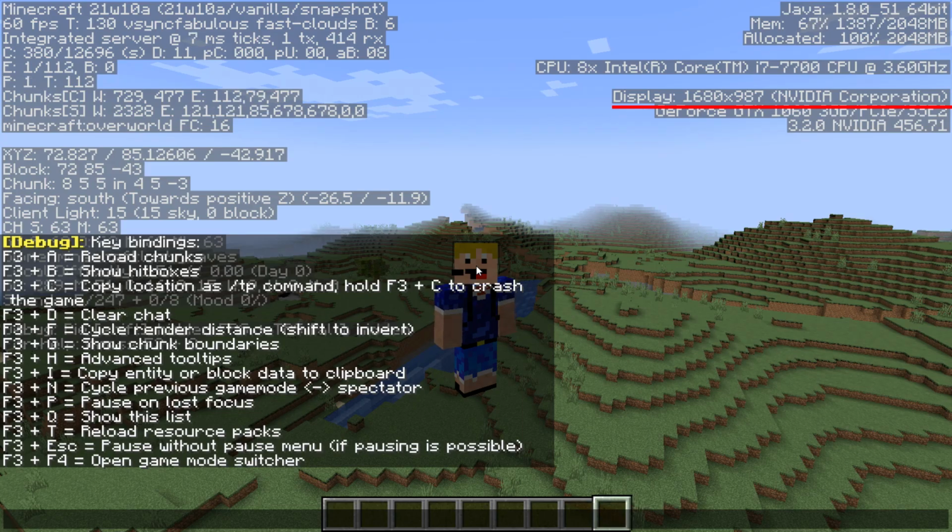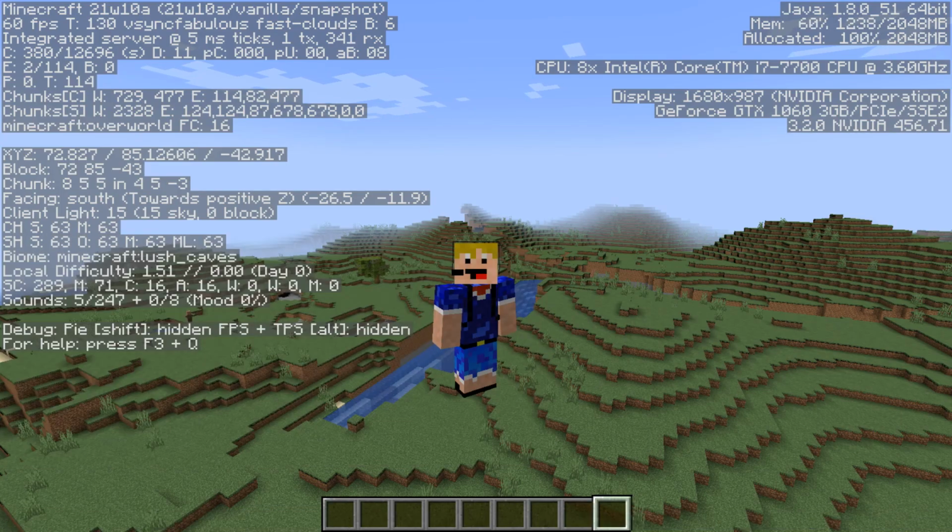So in my case this is Nvidia Corporation. It shows the graphics card, which I have a GeForce GTX 1060. And it shows the OpenGL version, which in this case is 3.2, and the driver the player is using. And then there is a couple more things.